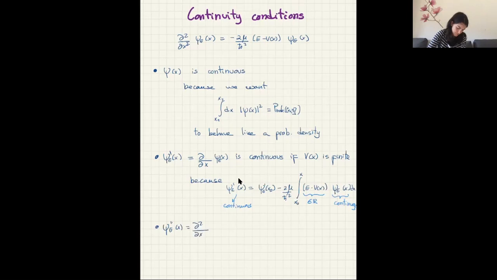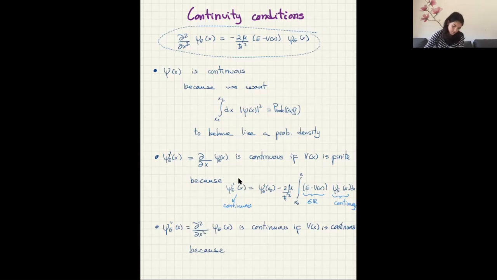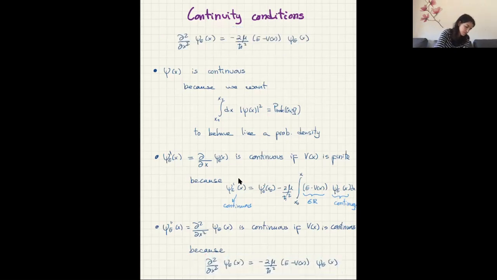What about the second derivative? This is the second derivative of the stationary state wave function. Well, this is continuous if V of x is continuous too. And why? Well, we can just take the differential equation. This is continuous, this is what we're looking for, and if this is continuous, then a continuous function times a continuous function is going to be continuous.